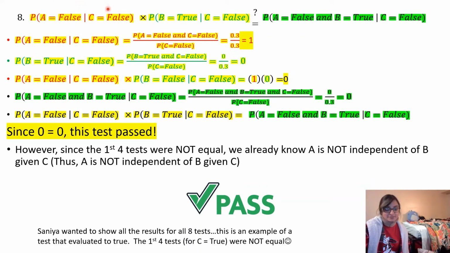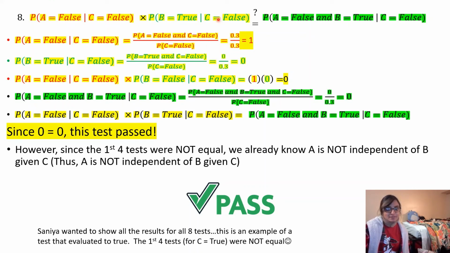So the probability A is false given that C is false multiplied by the probability B is true given C is false. Is that equal to or not the probability A is false and B is true given that C is false? That's what we're going to see. And so we're looking at the probability that A is false given that C is false, which is just the probability A is false and C is false divided by the probability C is false. So again, the numerator is always going to be whatever is on this part and whatever is on this part. So everything is just connected with an and, and then this part here always goes in the denominator. So that's 0.3 over 0.3, which is 1.